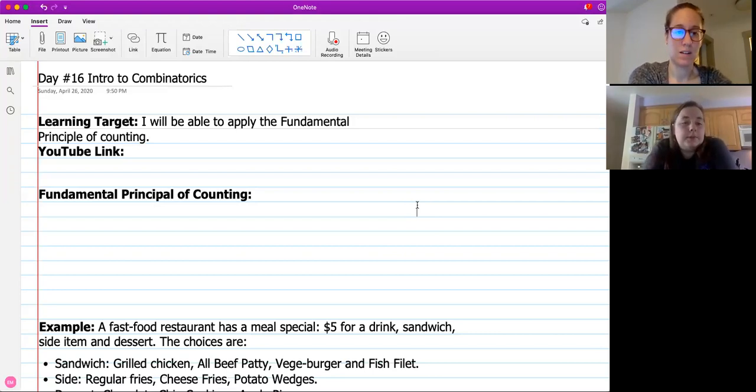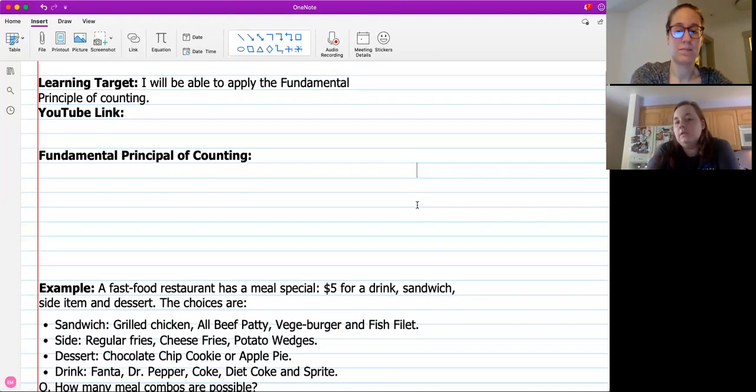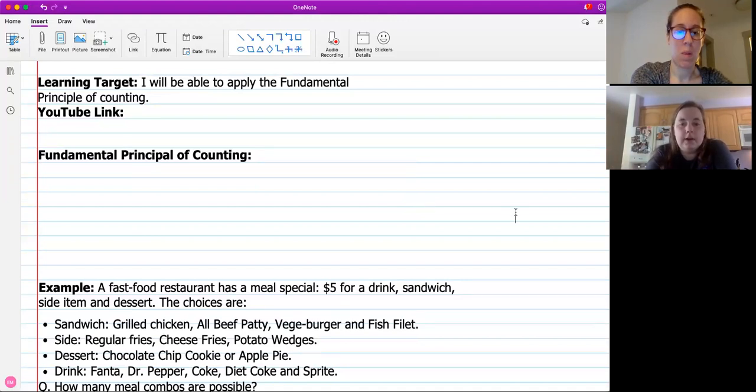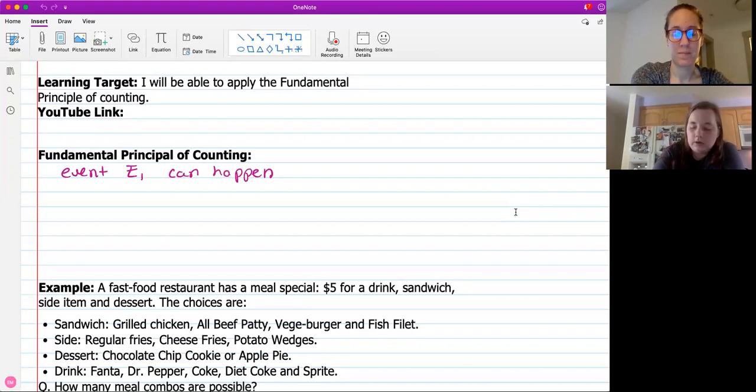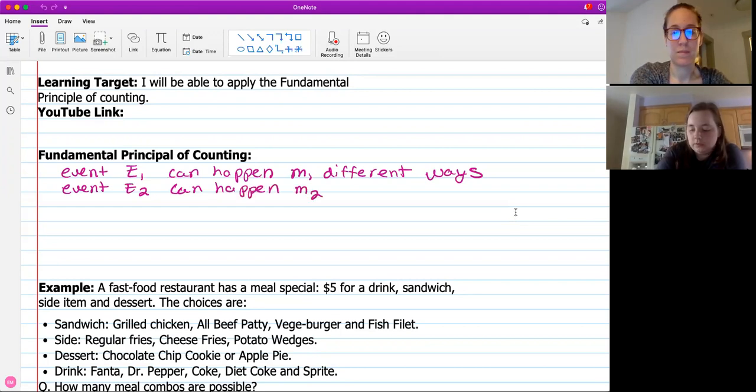Okay, so the fundamental principle of counting is basically determining how many different outcomes you can have based on the number of possibilities you have. So say we have an event, and let's just call it E1, and if E1 can happen M1 different ways, and if you have an event E2, that can happen M2 different ways.